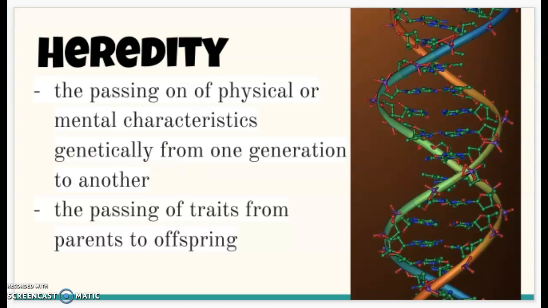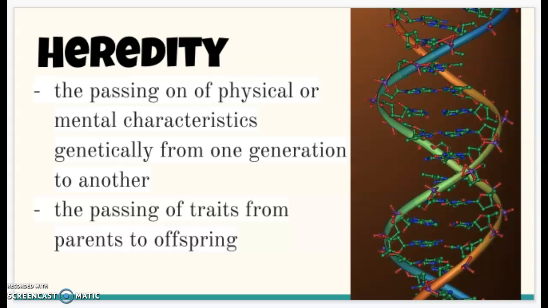Heredity. This is the passing on of physical or mental characteristics genetically from one generation to another. So, heredity is what you inherit from your parents. It's the passing of traits from parents to offspring. So, you inherit certain things from your parents, like eye color, hair color, all those types of things.